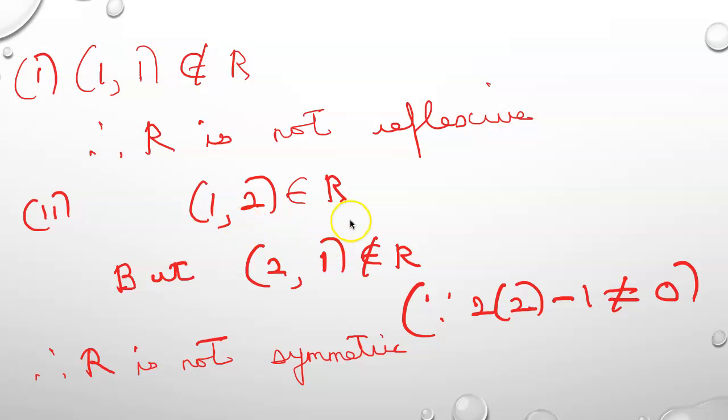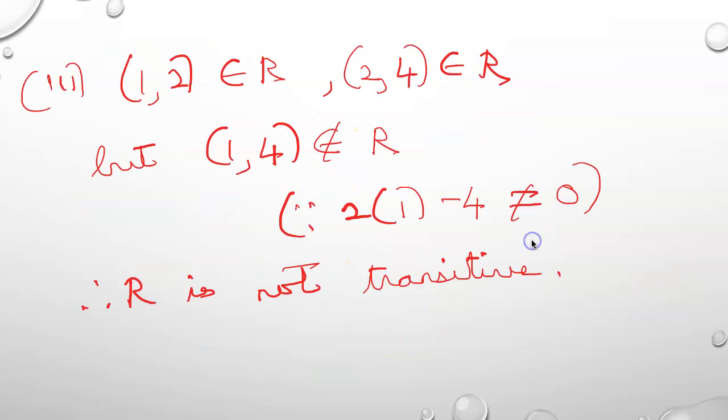Suppose (1, 2) belongs to R. It belongs to R because 2 minus 2 is 0. But (2, 1) does not belong to R. Why is that? Because 2 into 2 minus 1 is not equal to 0. So R is not symmetric because (1, 2) belongs to R but (2, 1) does not belong to R. So here we are giving examples to show that it is not reflexive and not symmetric.